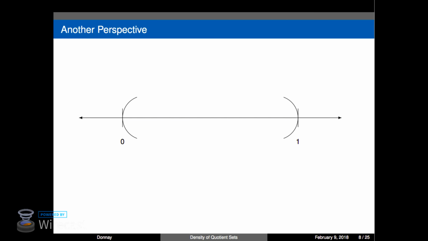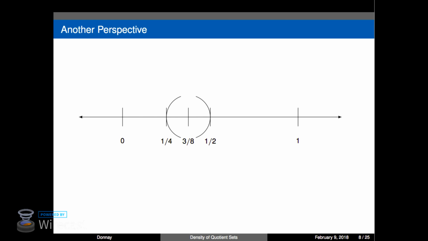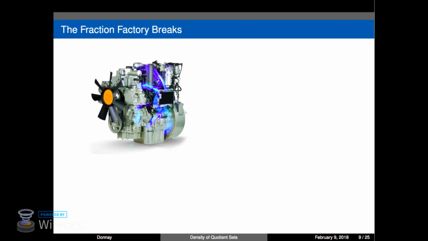Another way to think about it is with this picture. So if I have an open ball on the number line from 0 to 1, there's a fraction that lives inside that ball. And then you might say, well, what if I made the ball smaller? Well, I would say, okay, there's still a fraction that lives inside that ball. And I could make the ball even smaller, and there would still be a fraction living inside the ball. So this matches our definition of density, where we said in any open subset, there has to be a fraction. So one day, the fraction factory is chugging along, and the machine breaks down.